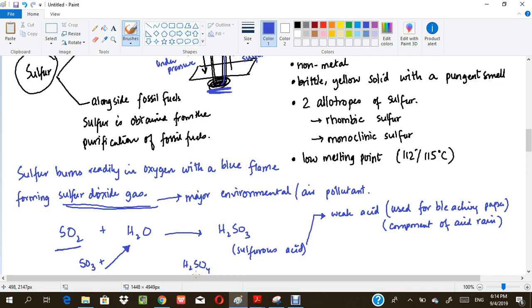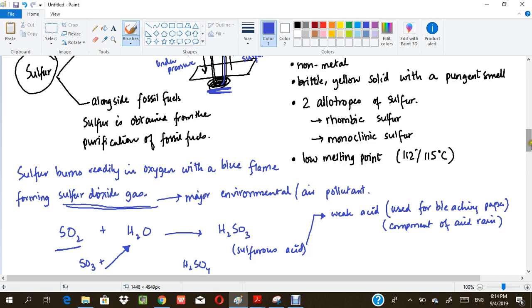And this sulfuric acid is the most important component of acid rain. It eats away the stonework, it kills marine life, it kills freshwater life, it causes skin infections and a wide array of bad stuff which shouldn't be happening.